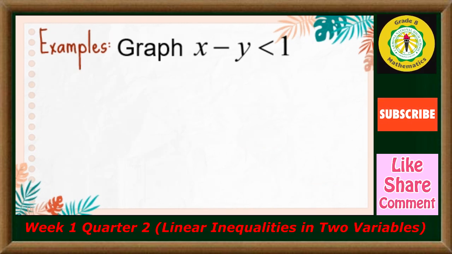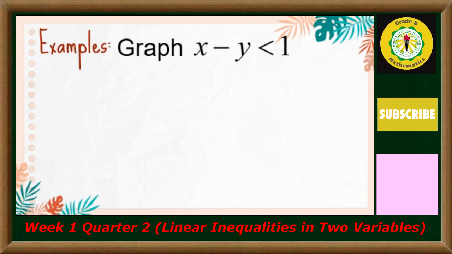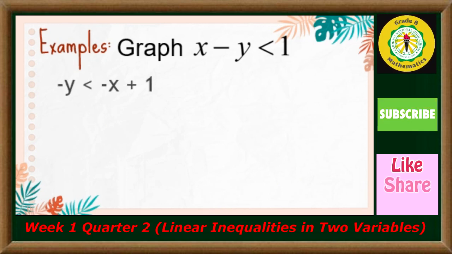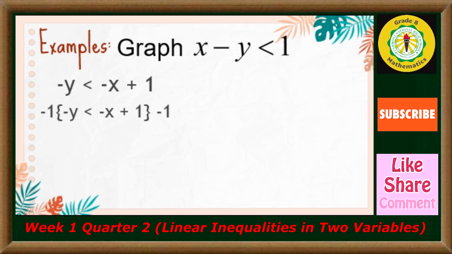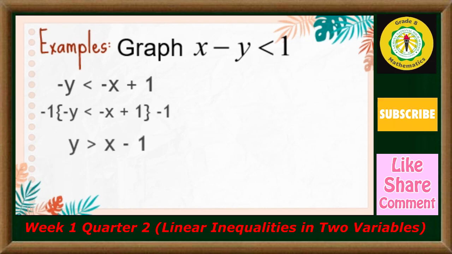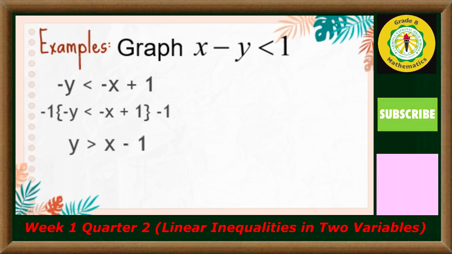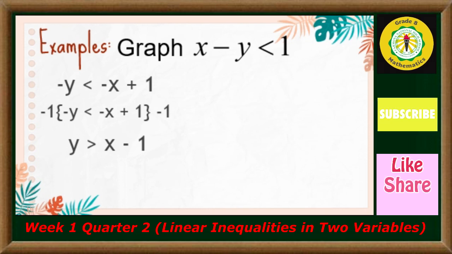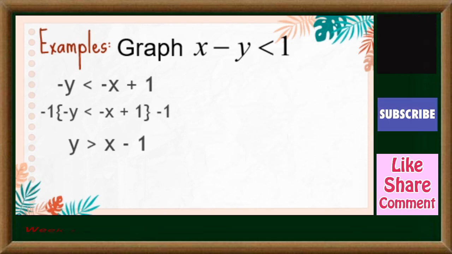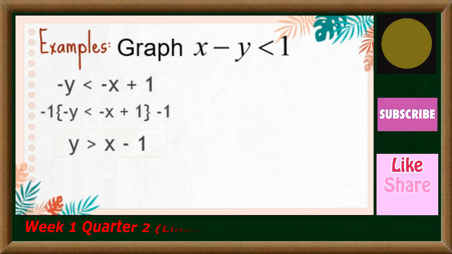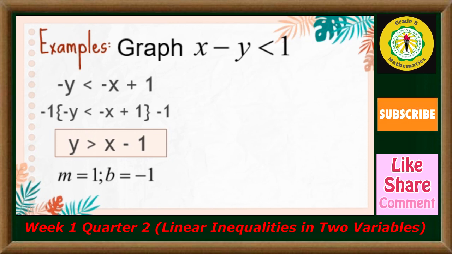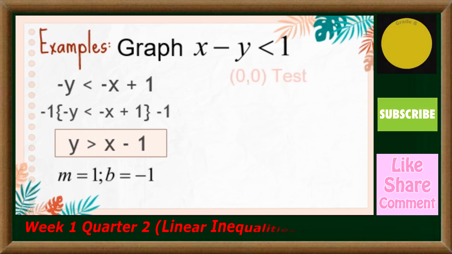Example, graph x minus y is less than 1. So first, we need to rewrite the given inequality into slope-intercept form. So negative y is less than negative x plus 1. Since we have negative y here, to make it positive, we need to multiply both sides by negative 1. So we have y is greater than x minus 1. Since we multiply both sides by a negative number, we need to reverse the inequality sign. So the slope here is 1 and the y-intercept is negative 1.